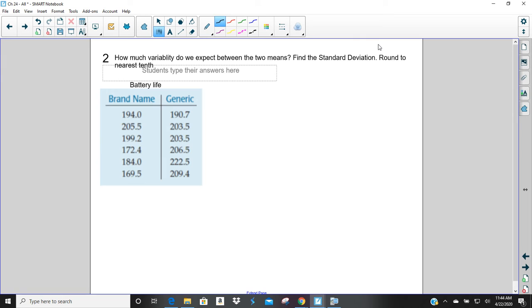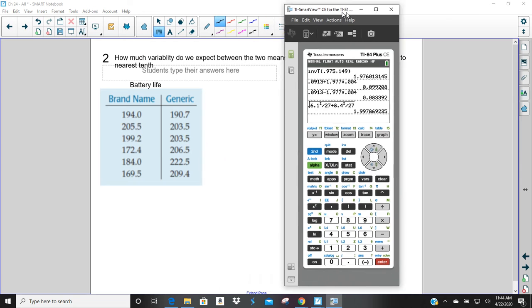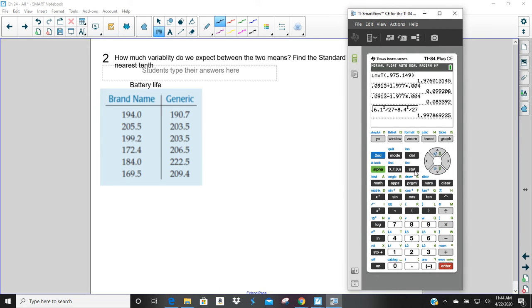So how much variability do you expect between the two means? I'm going to do the math using my calculator this time. I'm going to have it do the math for me. For the stat edit, I'm going to put in the data. So let's do L1 will be my brand name. Let me put that in. Follow along, please, if you're able to. 0.4, 184 and 169.5.